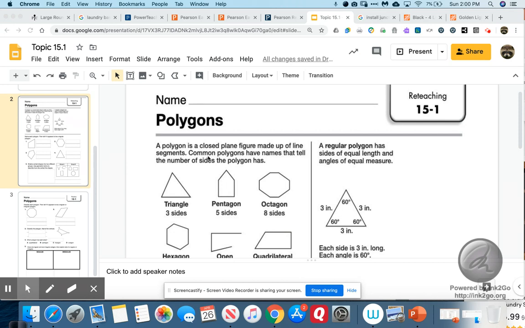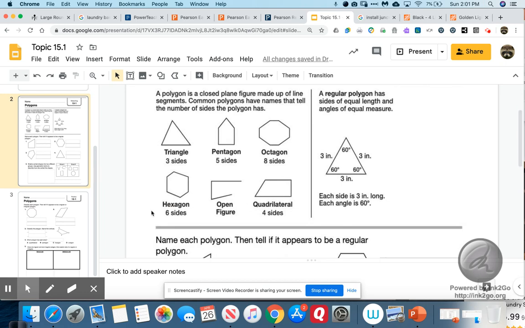So here's a triangle. How many sides does a triangle have? 1, 2, 3. This shape has 5 sides, so we call that a pentagon. This shape here has 8 sides, so we call it an octagon. Notice oct meaning 8, pent meaning 5. On our next one here, we have a 6-sided figure, and that is called a hexagon.